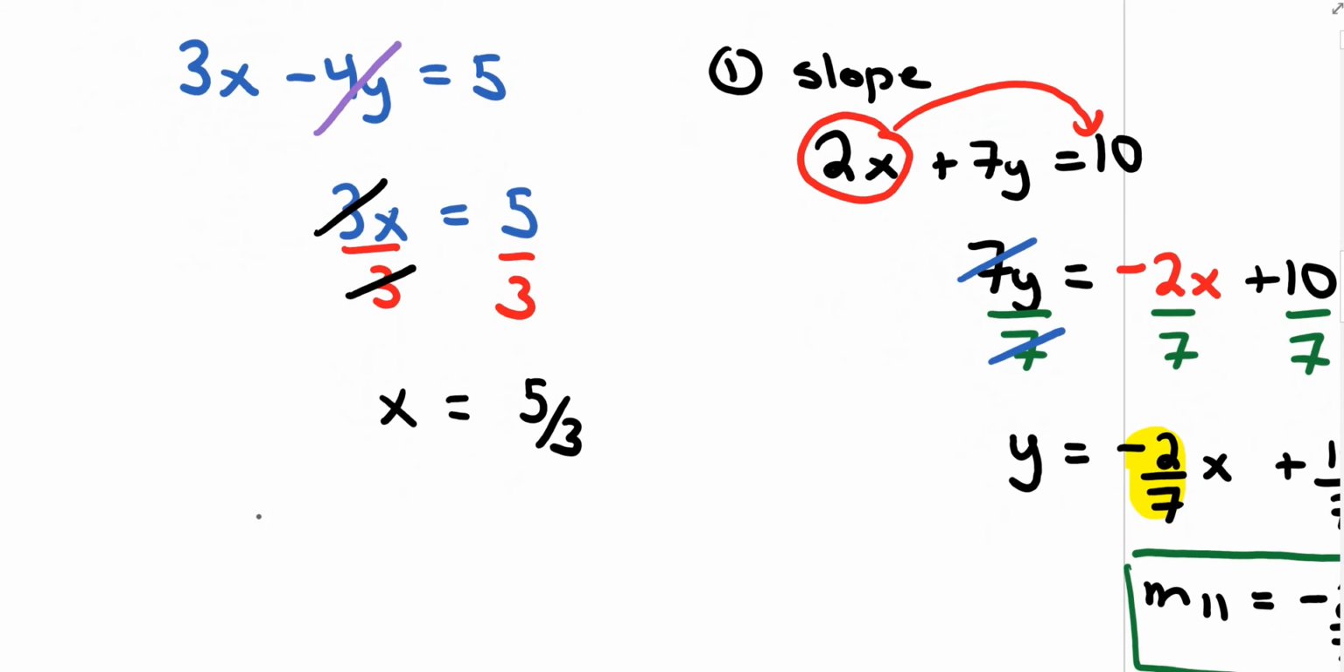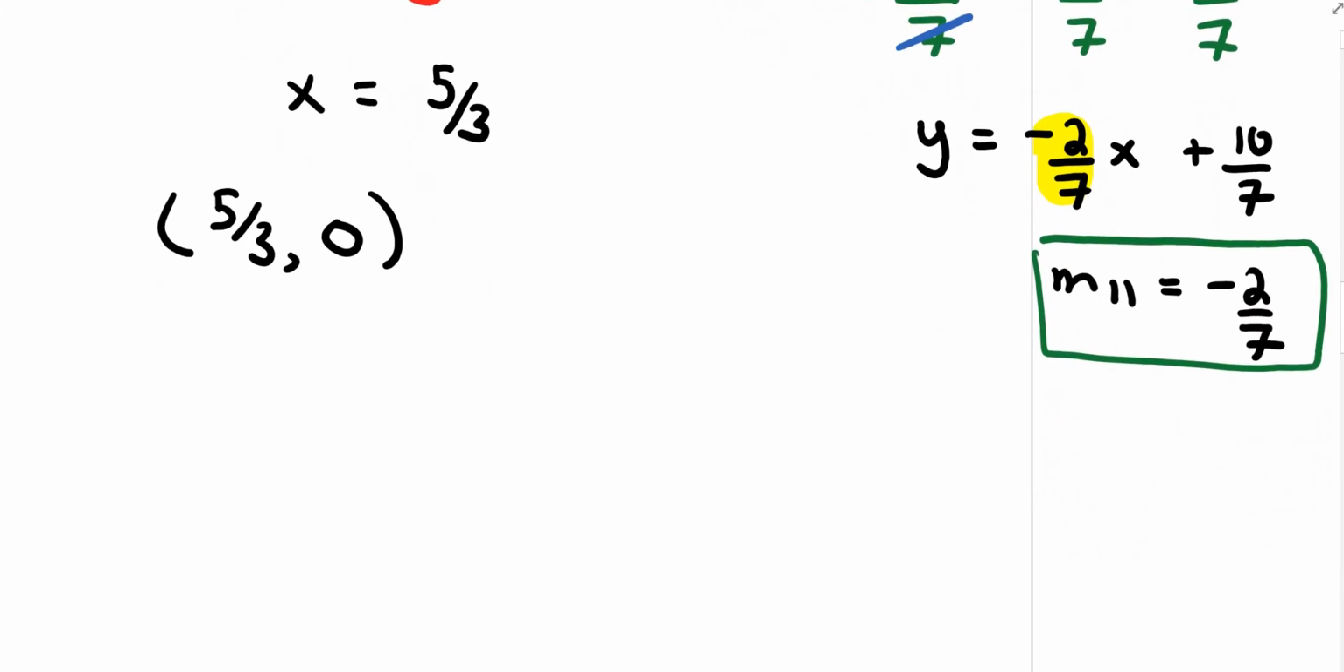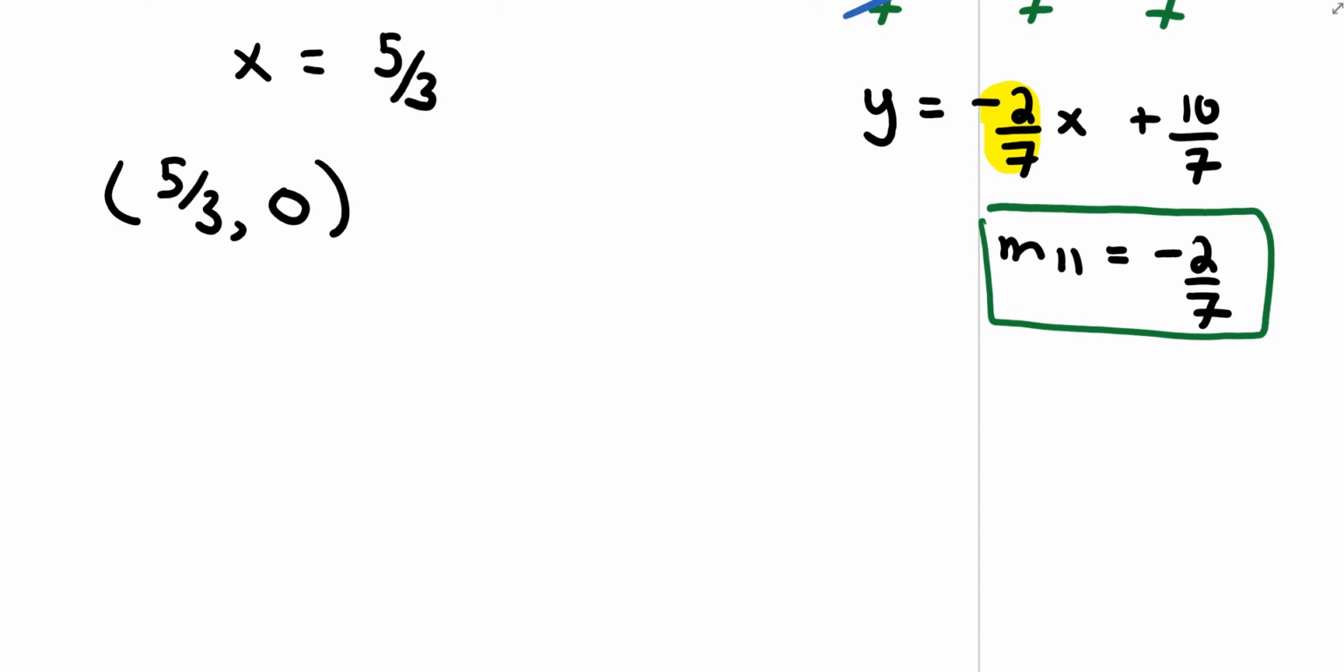Okay, so what is the x-intercept? The x-intercept is 5 over 3, and the y value is 0 because by definition, for an x-intercept, the y value is always 0. Okay, so now I have a point, which is 5/3 comma 0, and I have a slope. Now I need to find the equation of a line that has an x-intercept of 5 over 3 and a slope of negative 2 over 7.